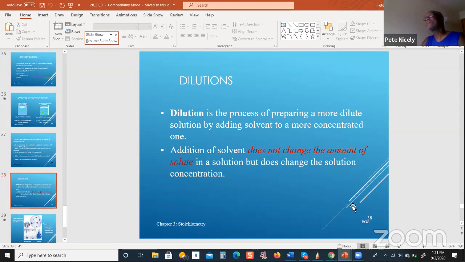The key thing you need to remember when it comes to dilution is that when you add a solvent, it does not change the amount of solute, right? The amount of solute remains the same, but the volume is changed, all right?